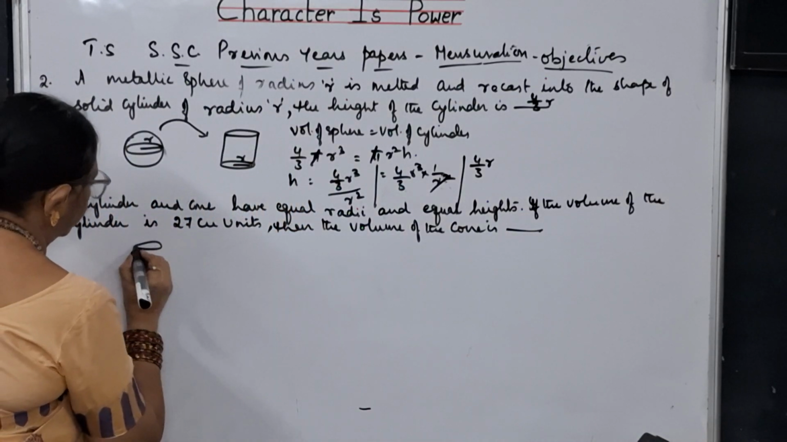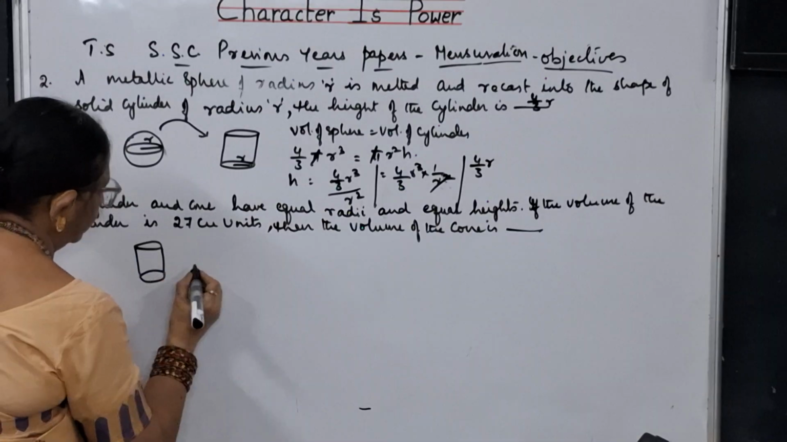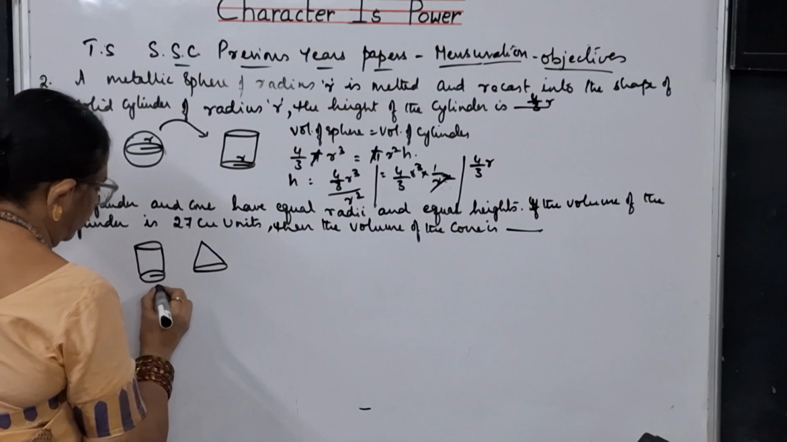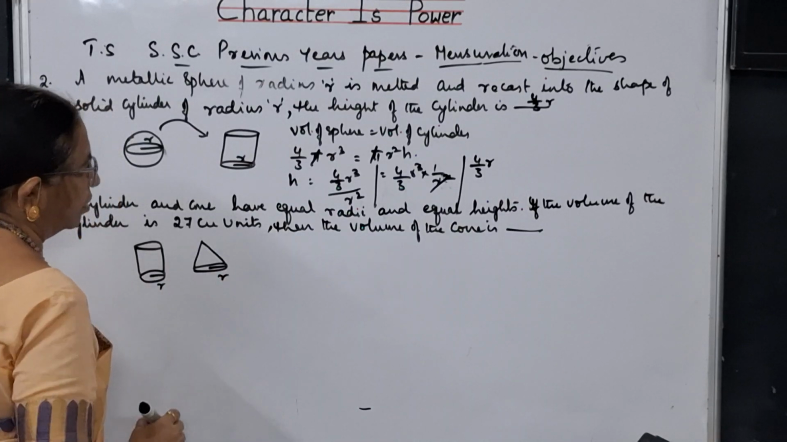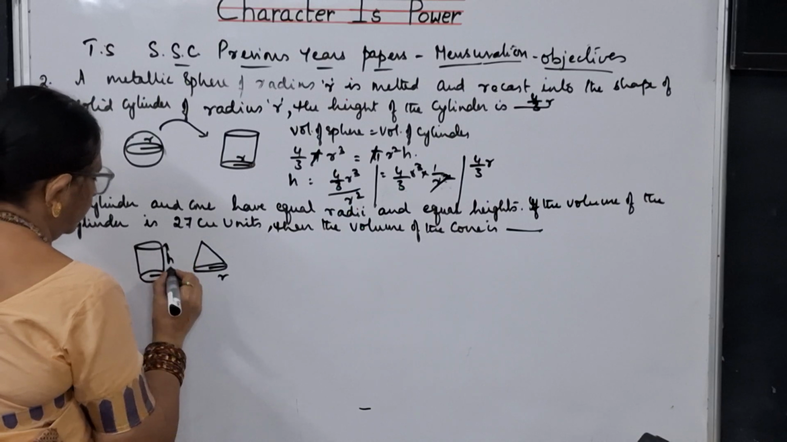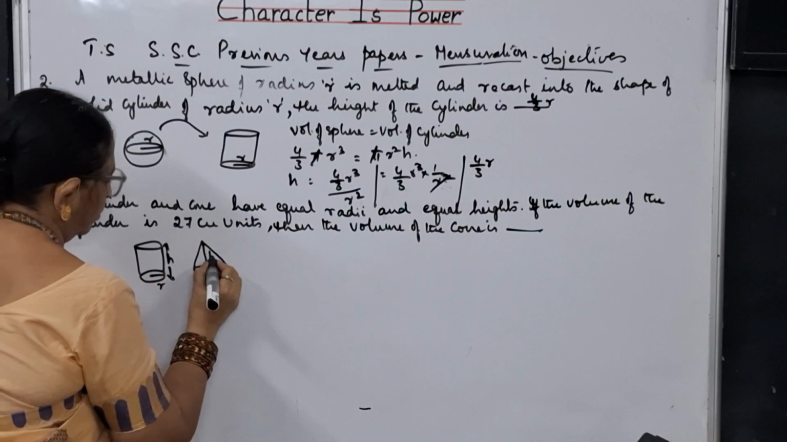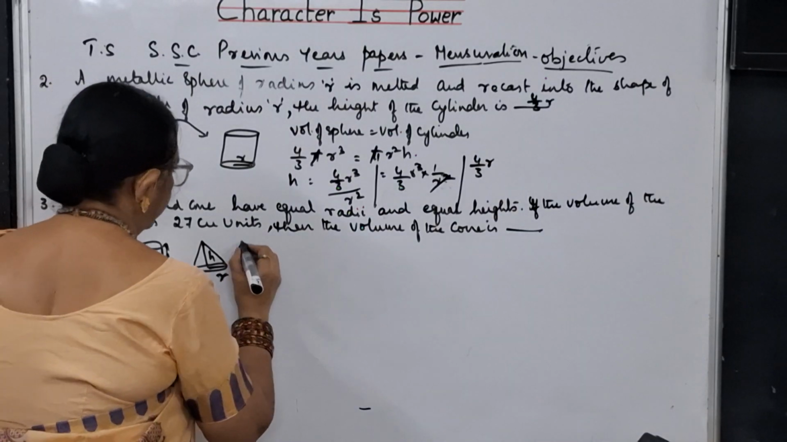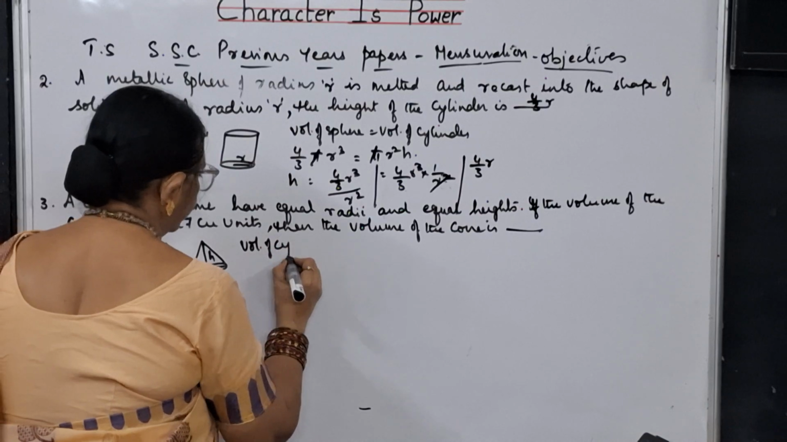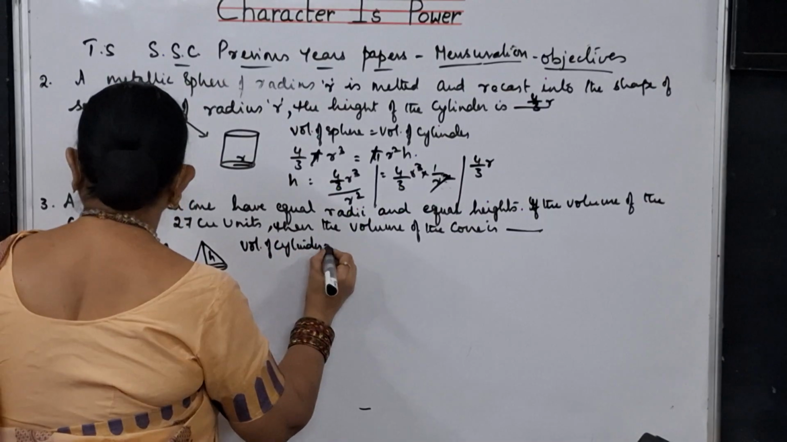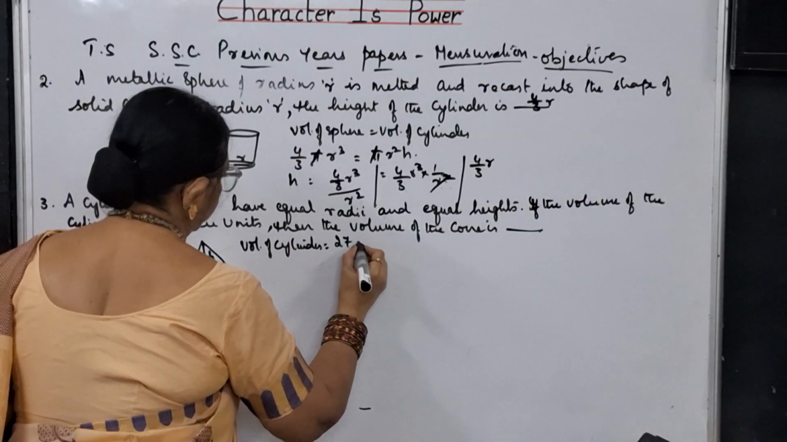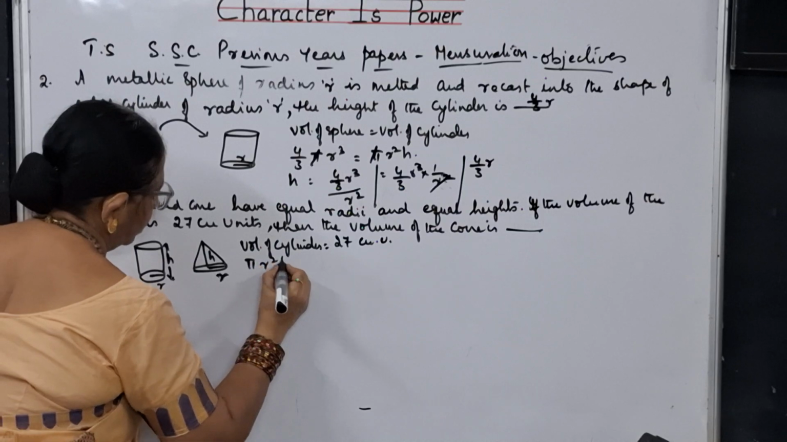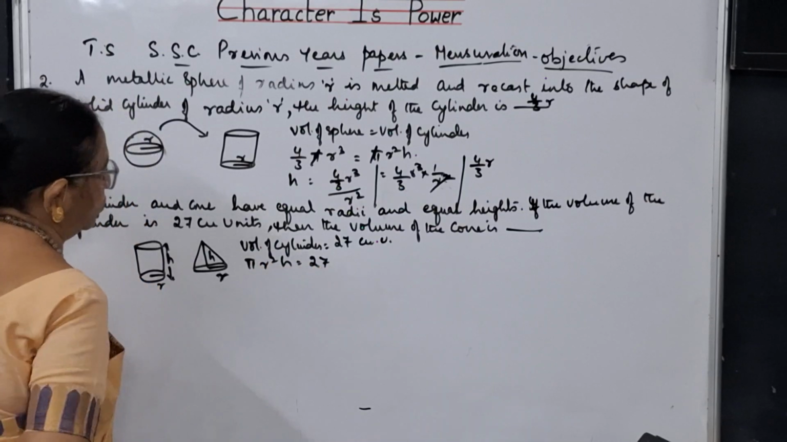A cylinder and a cone. This is a cylinder and this is a cone. They have equal radii, this is r, this is r, and equal heights, this is h, this is h. Both of them are same, equal radii and equal heights. And they have given volume of cylinder is equal to 27 cubic units. Volume of cylinder means pi r square h is equal to 27.